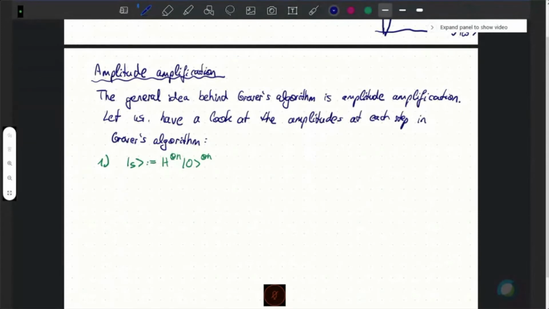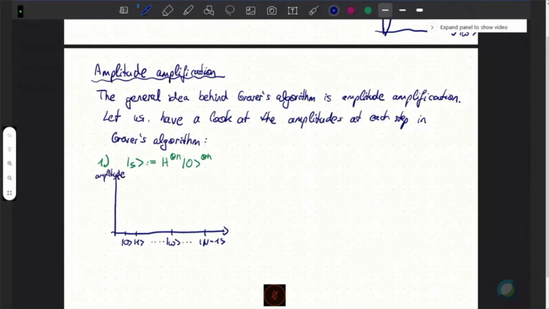Now, if we draw the amplitudes, so let's say we have the state 0, and then 1, and so on. We have somewhere our element W, and then the other elements until n-1. And here we're plotting the amplitude for each of them.